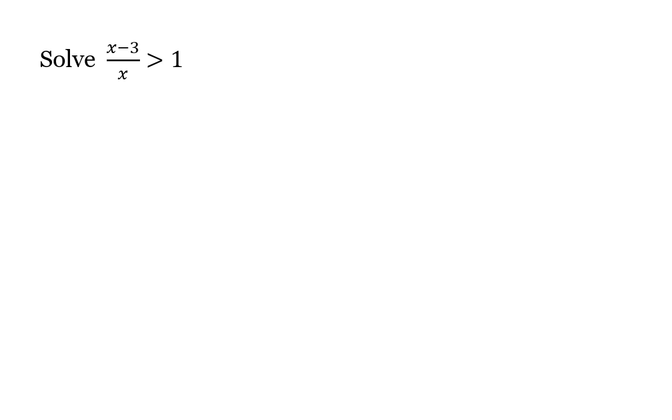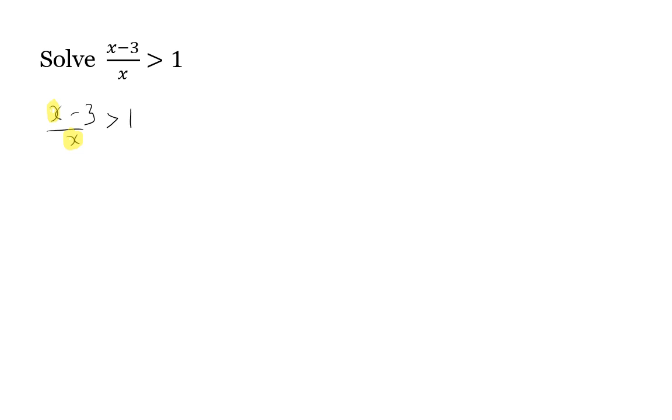Now, in this example, we want to solve the problem (x - 3)/x > 1. I wrote it down just as usual. So our goal is to find this x. To find it, the first thing to do is we have to remove this denominator.